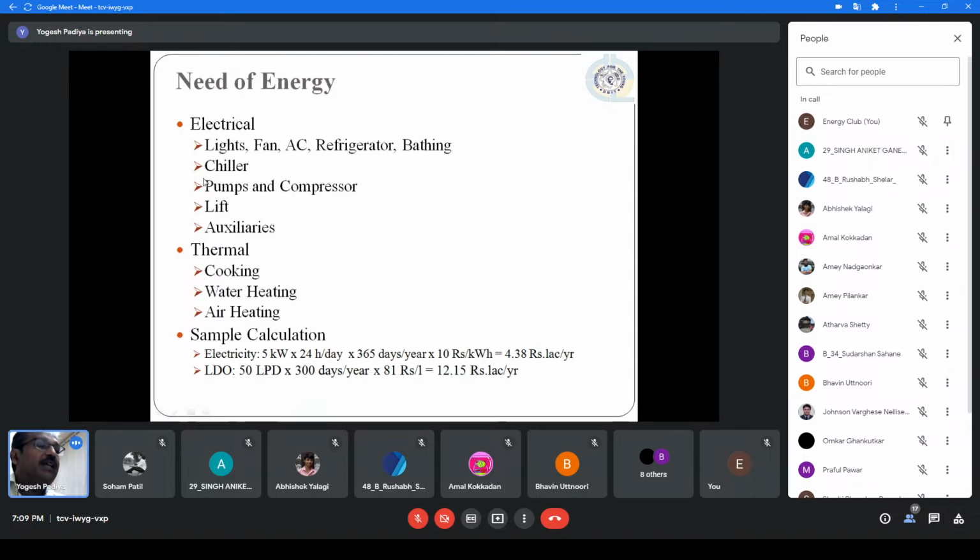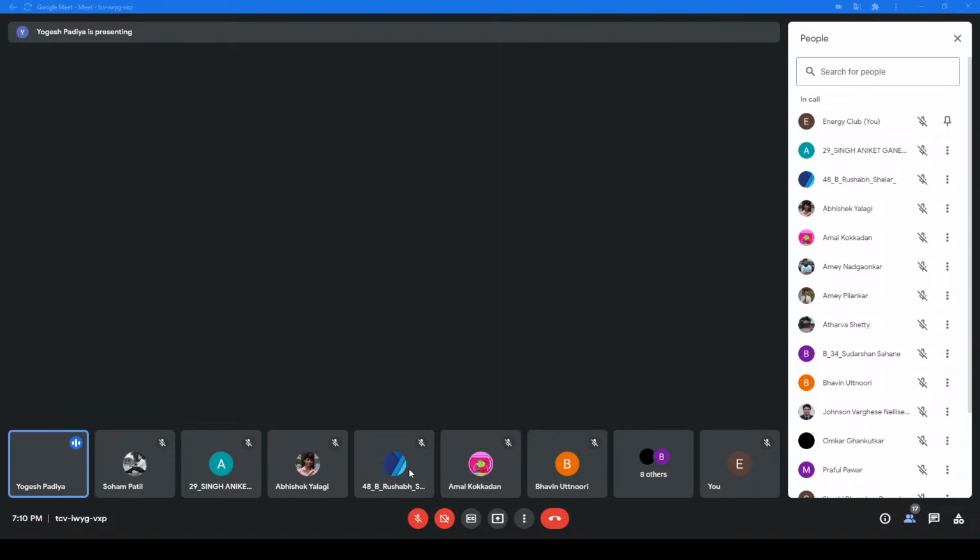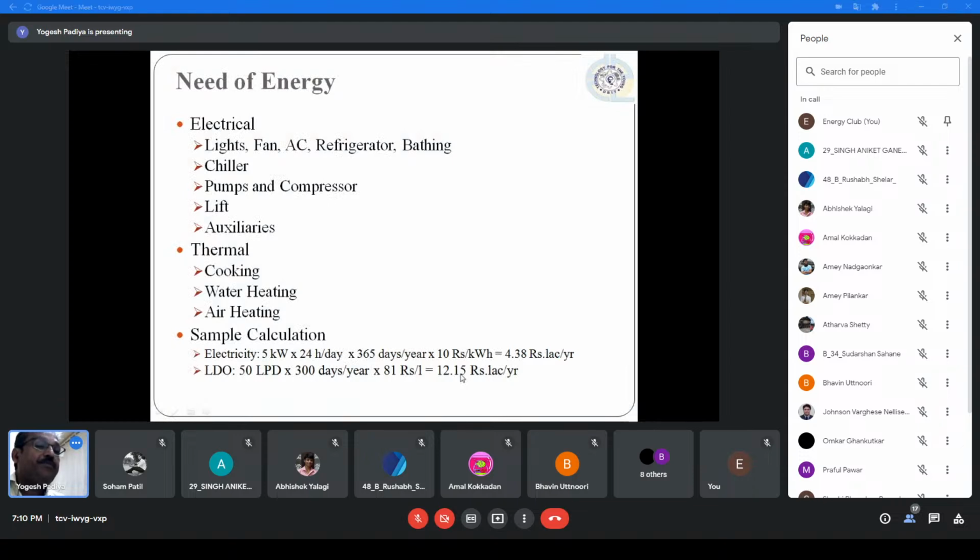But let us assume that if by chance we are able to save 50 liters of oil per day, then 50 liters into 300. Now today's rate of LDO is 81 rupees per liter. This is not HSD, this is LDO. HSD is costing you 91 rupees and LDO is costing 81 rupees per liter. So if by some measures you are able to save 50 liters of oil per day, then you can save 12 lakh rupees per annum. Okay.